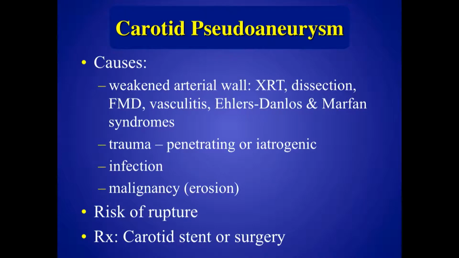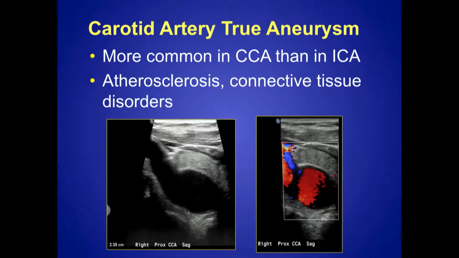Probably least common of all is a true aneurysm of the carotid artery. They occur more commonly in the common carotid than the internal carotid, and they can be related to connective tissue disorders as well as atherosclerosis. Again, not very common, but you have to make sure that you identify the focal enlargement of the artery because there is a risk of rupture.